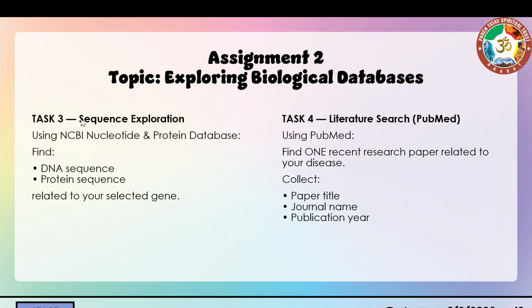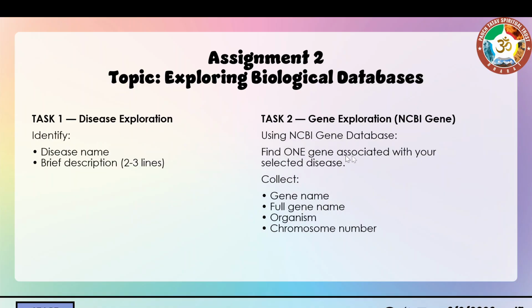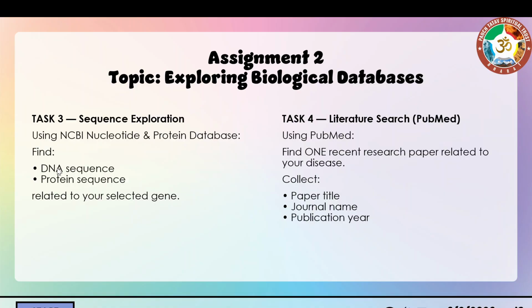Then in task 3, you will use the nucleotide and protein databases. In the same way that we selected gene in the NCBI, you will select nucleotide and you will select protein. By using these two databases, you will find one DNA sequence and one protein sequence related to that gene. So you found one gene, and from that gene you will retrieve the DNA sequence and protein sequence.